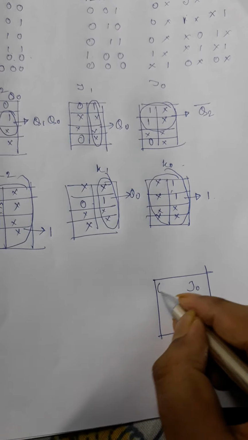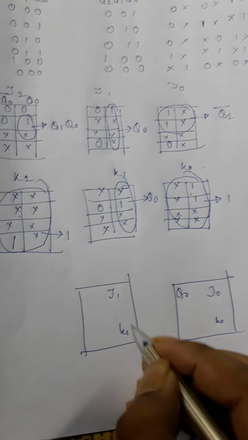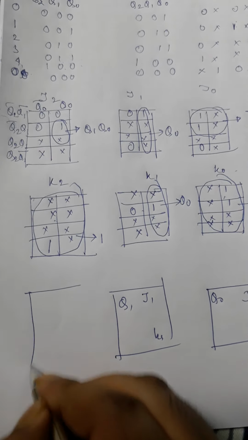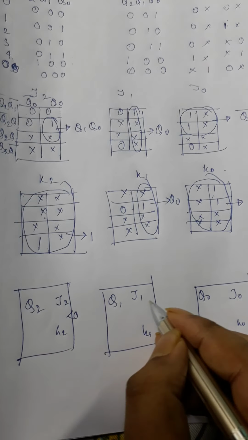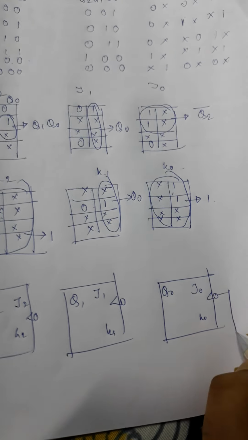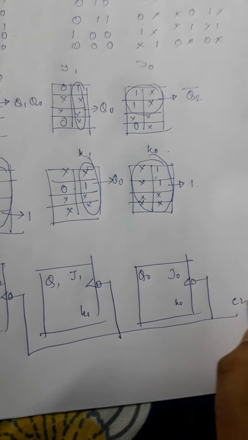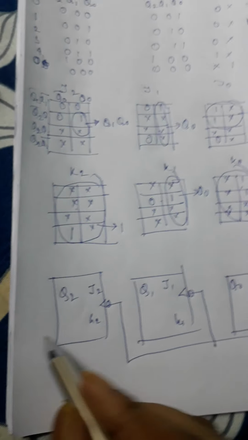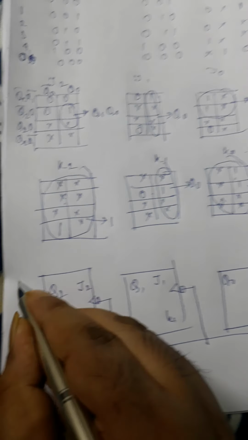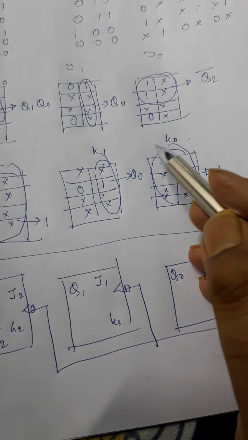J0, K0, Q0, J1, K1, Q1, J2, K2, Q2. Now what we are doing, we are giving them the clock simultaneously, because that is the condition of a synchronous counter. Now what is the value of J0? It is Q2 bar. So we are taking Q2 bar and giving it to J0.